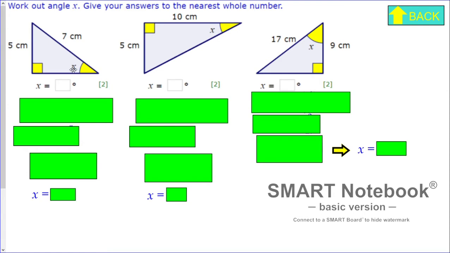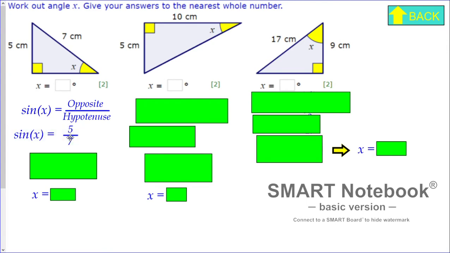The first one, with respect to x, this is our reference angle. 5 is directly opposite x, so this is the opposite. And 7 is the longest side, that's the hypotenuse. It's across from the 90-degree angle. So we have opposite and hypotenuse. That's the sine of x. The sine of x is the opposite divided by the hypotenuse. We substitute our values, 5 and 7. So we have the sine of x equals 5 over 7.